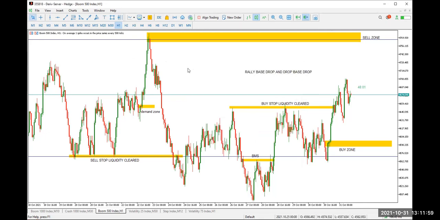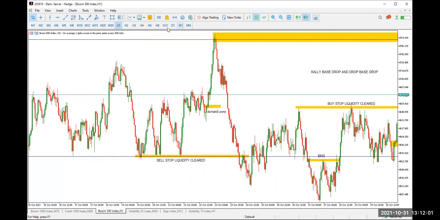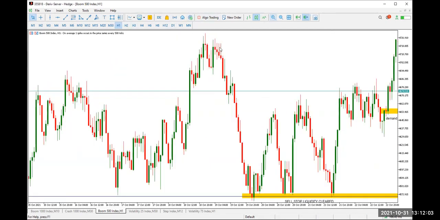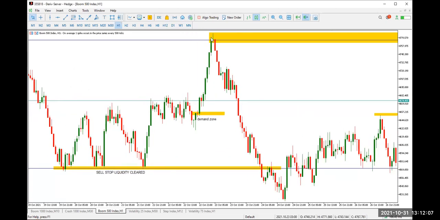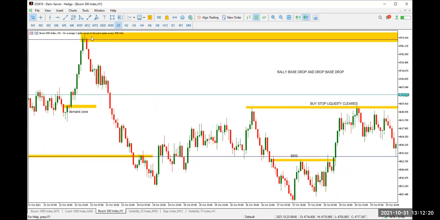Also, based on our last class, this is a supply zone. Look at it. We have a rally, we have a base, we have a drop. This is a supply zone where the market is coming to. Based on what I taught you in part 2, this is the supply zone where the market is coming to.